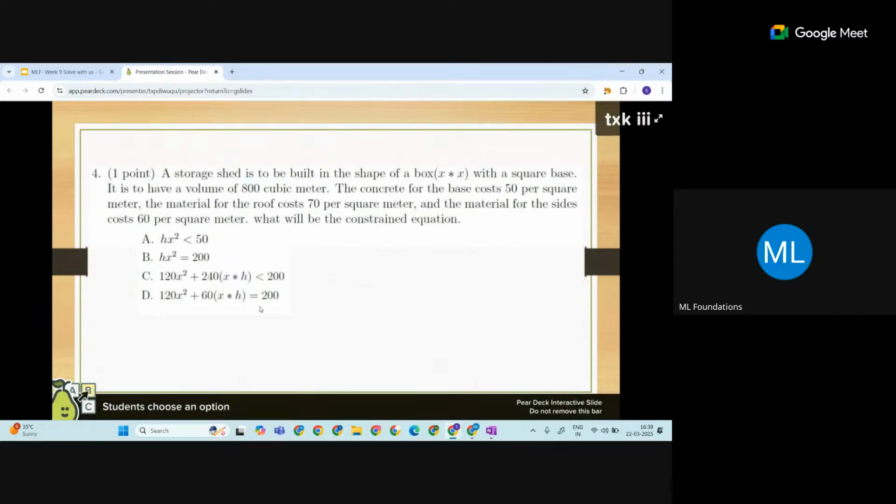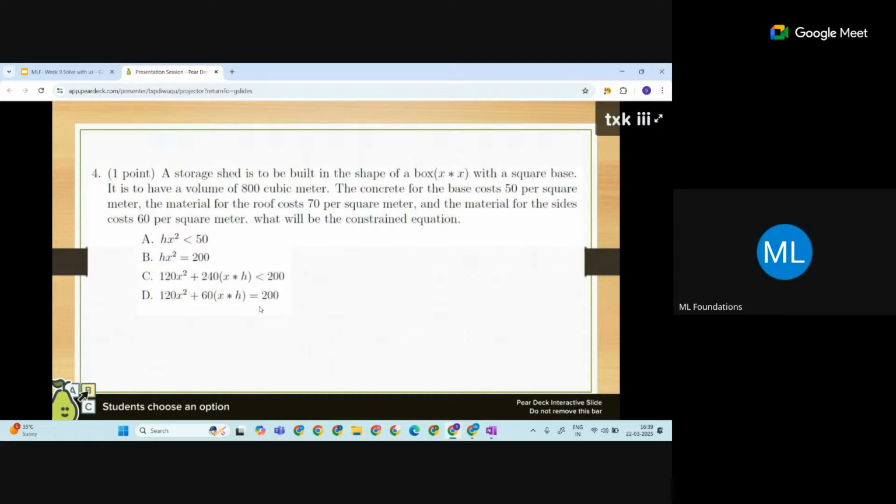So we have a storage shed. A storage shed is to be built in the shape of a box, a square box. So height would also be there, with a square base. The square base is x and x.